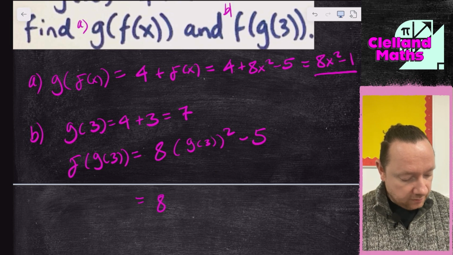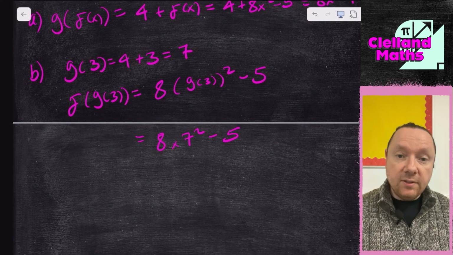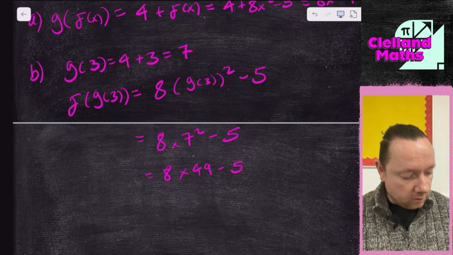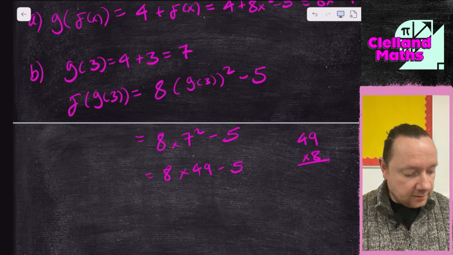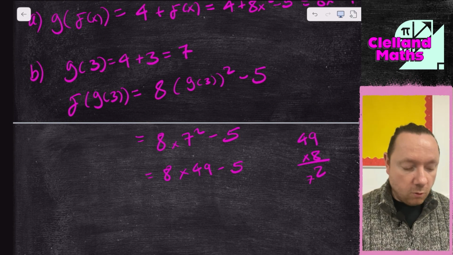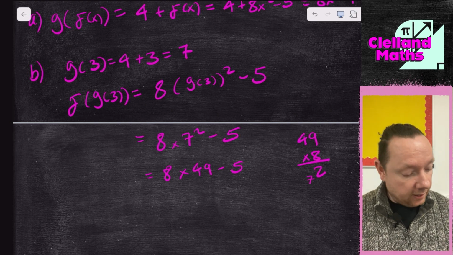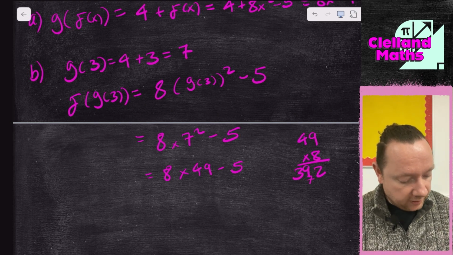So that equals 8. g of 3 is just 7, so times 7 squared minus 5. 7 sevens is 49, so that's 8 times 49 minus 5. A little bit of work on the side if I have to. 49 times 8. 8 nines is 72. 8 fours is 32. 32 plus 7 is 39. So I've got 392.